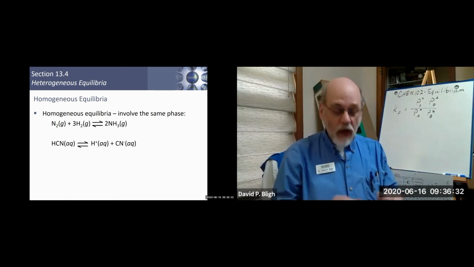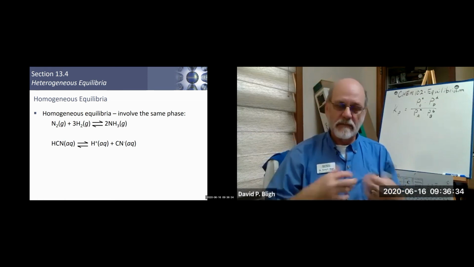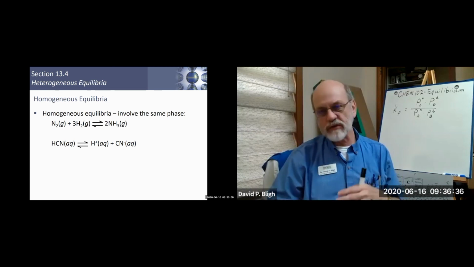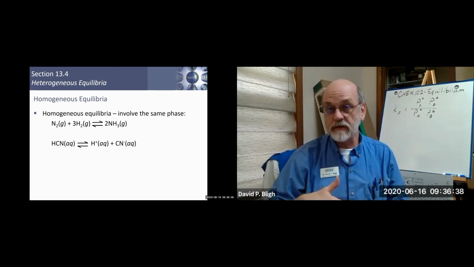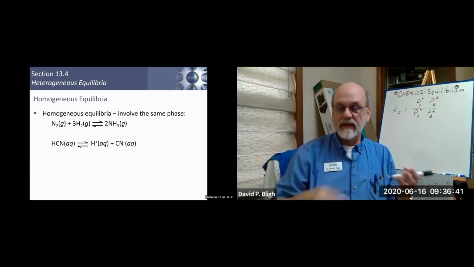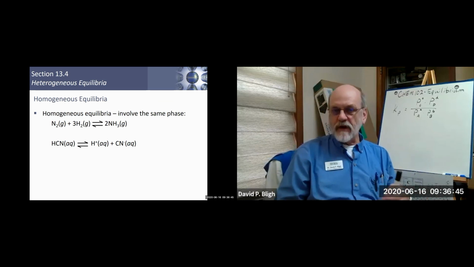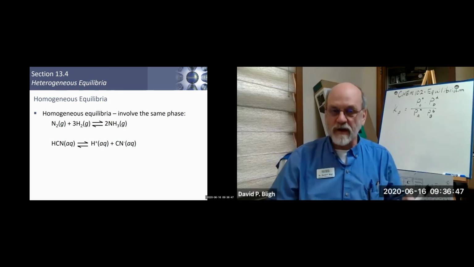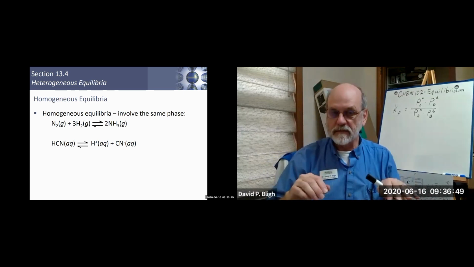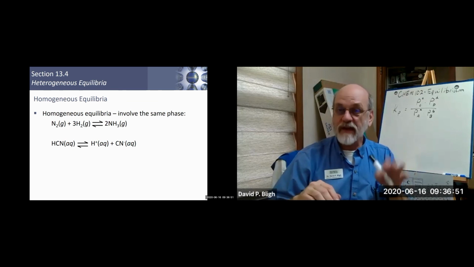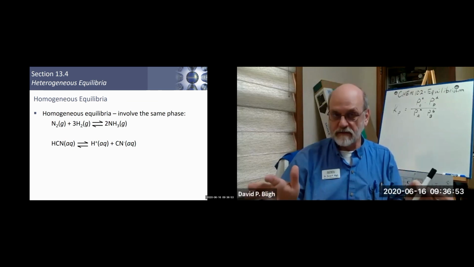Now we can also subdivide equilibria into either homogeneous or heterogeneous reactions. The homogeneous should be obvious. The phase of every reactant, every product is exactly the same. In other words, for the reaction we just studied, they're all gases. That's homogeneous.